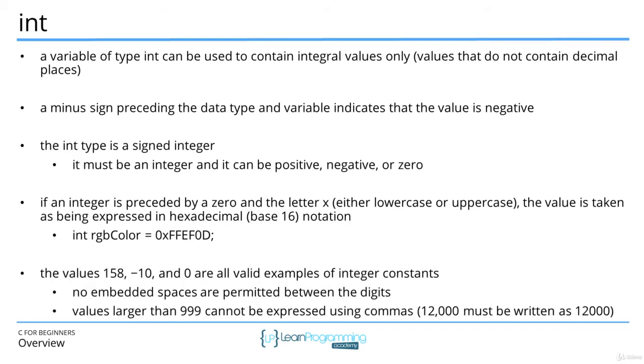The values 158, negative 10, and 0 are all valid examples of constants that you can assign to integer variables. No embedded spaces are permitted between the digits. And if you try to assign a value larger than 999, you can't use commas. So don't try to assign a value to a variable named x with 12,000 written with a comma. You have to do 12000.